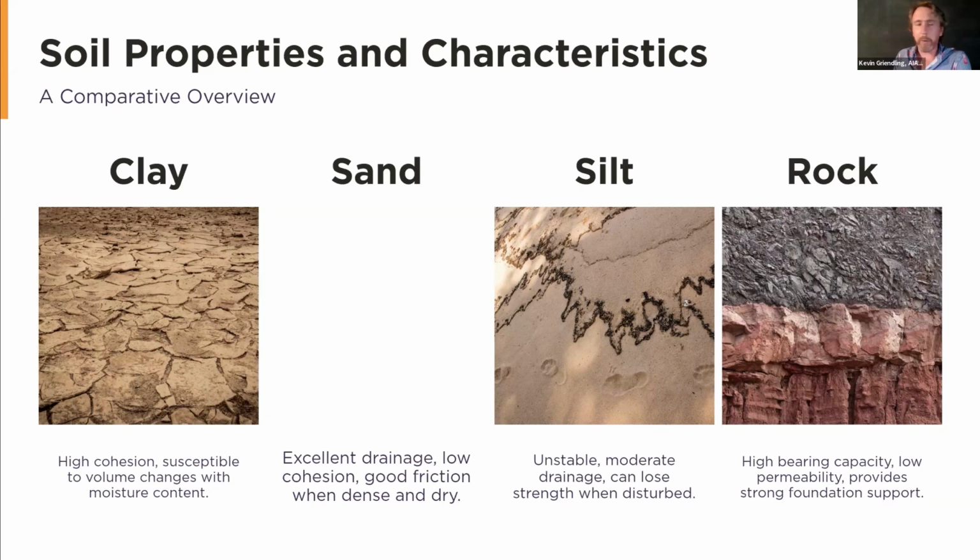Silt is somewhere in between in the settlement risk of sand, but the problem with silt is that it just has a lot of movement, and so it is unstable. It does drain a little bit, but it definitely loses its strength when disturbed, and it's very hard to compact silt. And then, of course, the most stable way of placing your building would be on rock, on bedrock, because it just does not move. And so that's pretty stable.